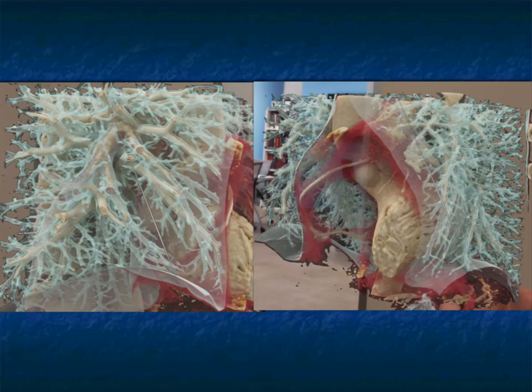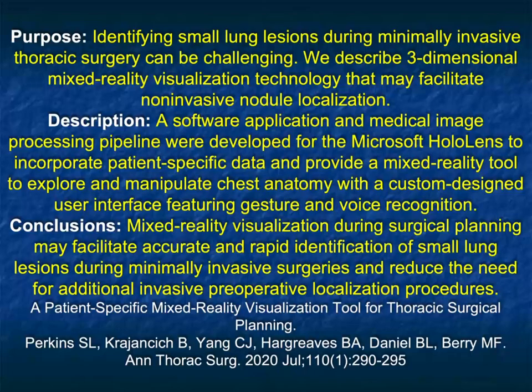But look at the detail of the coronaries, look at the detail of the pulmonary vasculature and the lung parenchyma. And there's been work that's been done. This article by Perkins in the Annals of Thoracic Surgery: mixed reality visualization during surgical planning may facilitate accurate and rapid identification of small lung lesions during minimally invasive surgical procedures and reduce the need for additional invasive preoperative localization procedures.